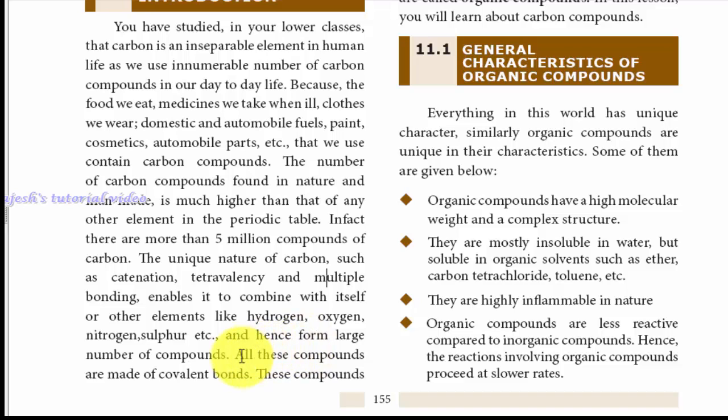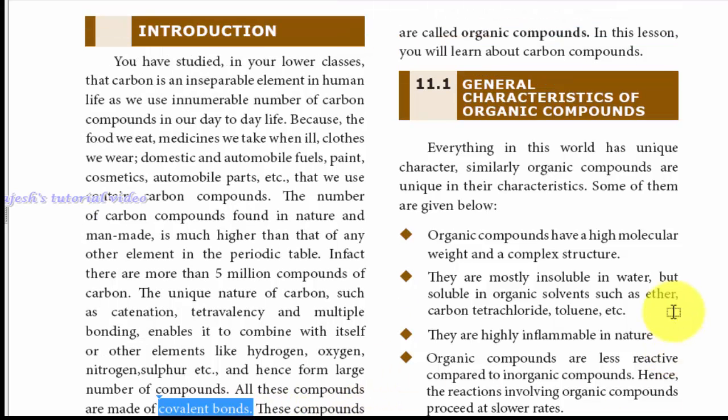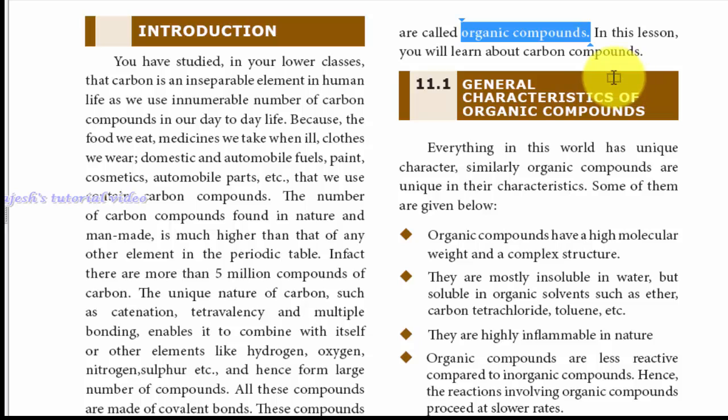Multiple bonding is another feature. That is, it not only bonds with other carbon atoms, but also forms bonds with other elements like hydrogen, oxygen, nitrogen, sulfur, etc. And because carbon's valence shell has 4 valence electrons, it forms covalent bonds with all the 4 electrons. And compounds of carbon are called organic compounds.